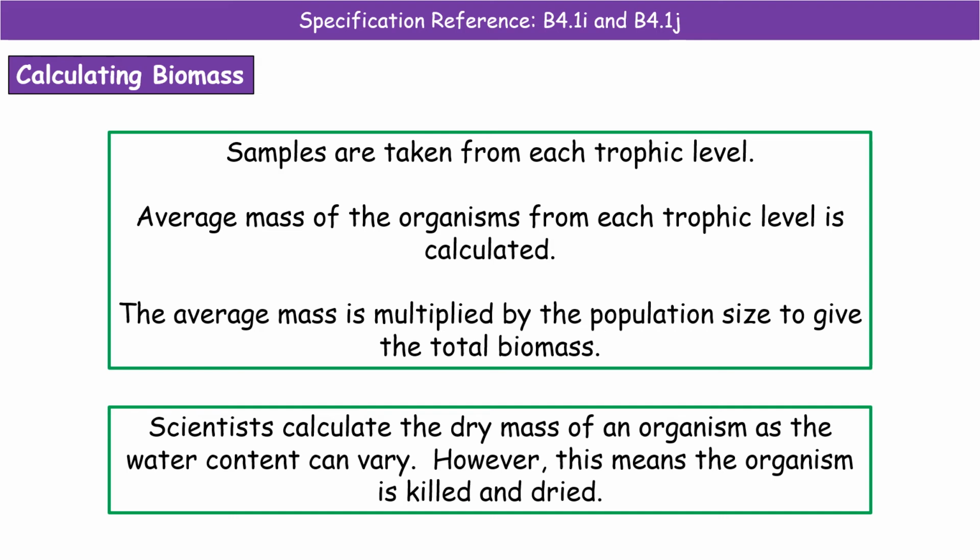What we do then is, in order to get the dry mass, we do have to kill it because we're going to be drying it. So obviously we don't like to do this with large quantities because that's quite wasteful with wildlife, but to get the dry mass you would have to kill it, which is the downside of course.